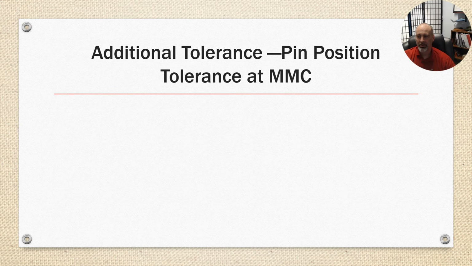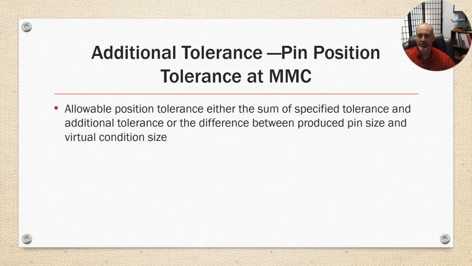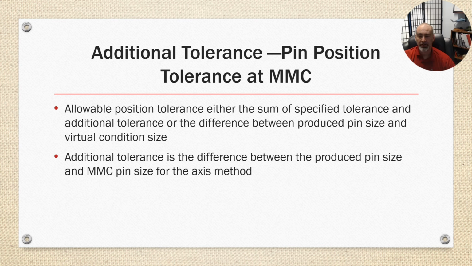Okay, additional tolerance on a pin position tolerance at MMC. The allowable position tolerance is either the sum of the specified tolerance and the additional tolerance, or the difference between produced pin size and virtual condition. Additional tolerance is the difference between the produced pin size and maximum material condition of the pin for the axis method.